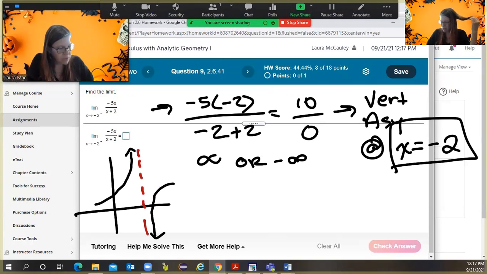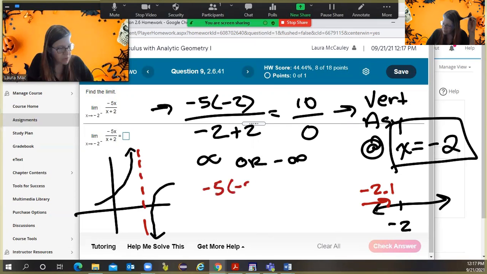Do we go up? So are we going to get positive values, or is it going down? Are we going to get negative values? So let's just think about where -2 is. Here's -2. I want to come at it from the left. So if I'm coming in from the left-hand side, we could maybe look at -2.1. That would be just a little to the left. So let's check that out. I'm just going to plug in a -2.1.